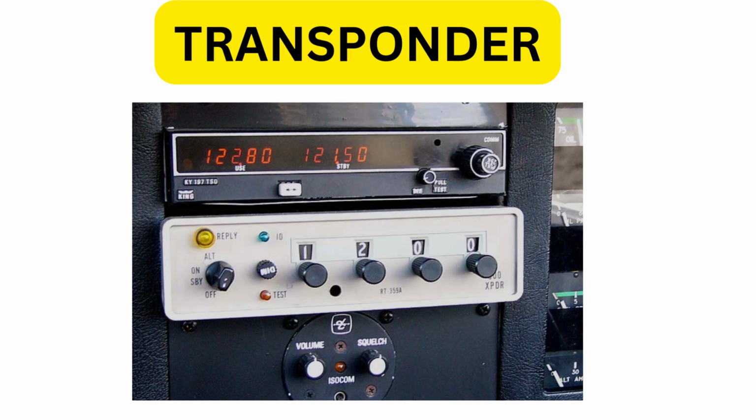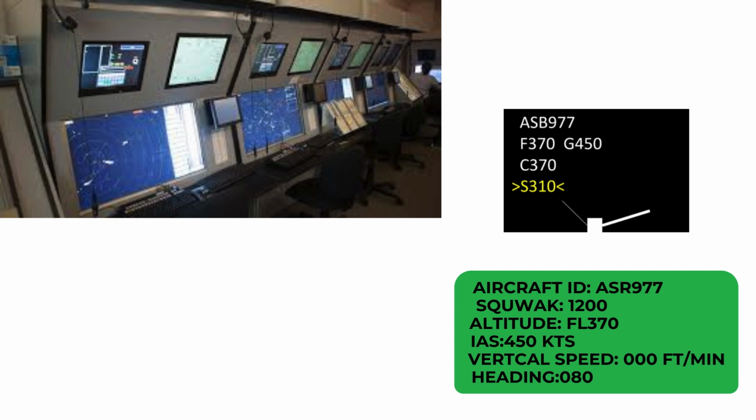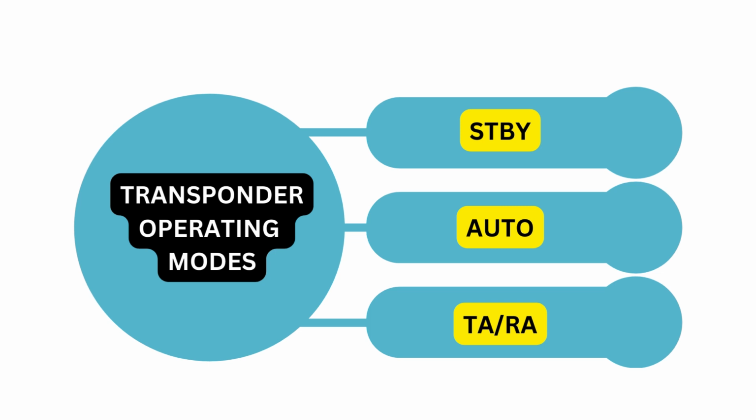Let's start with the basics. What is a transponder? A transponder in an aircraft is an electronic transmitter and receiver device that transmits a unique 4-digit octal code called an identification code, or a squawk code, when interrogated by a ground radar system, allowing air traffic control to identify and track the aircraft's position on their radar screen. Now we will understand the transponder operating procedures.